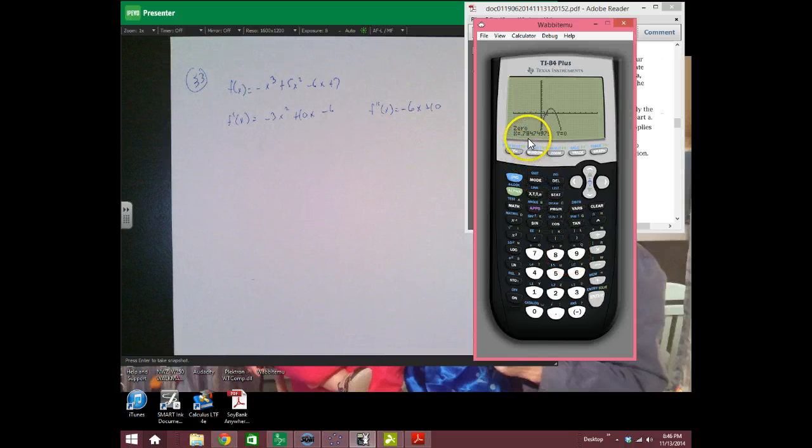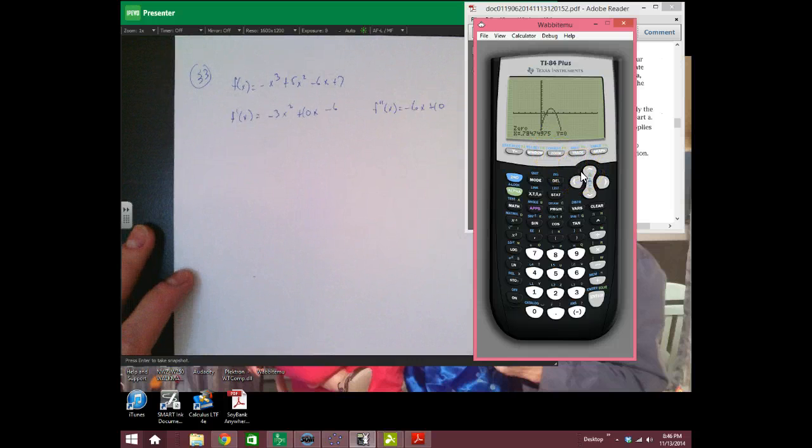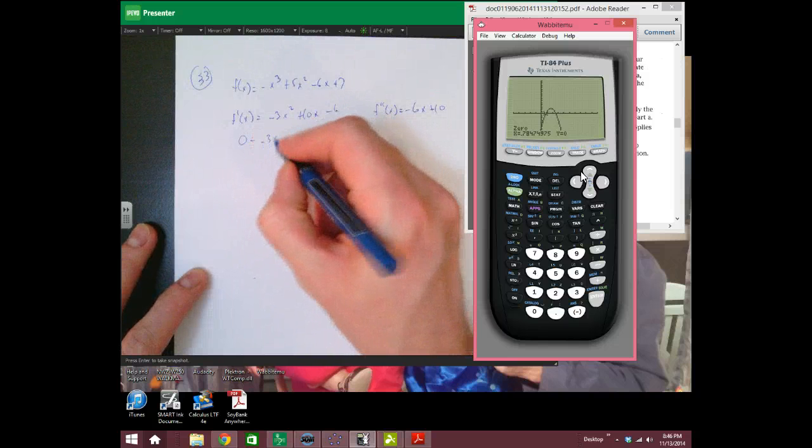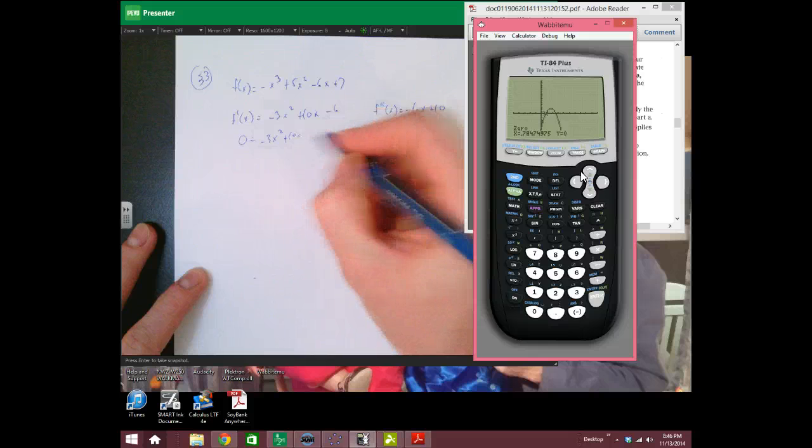And here's what I was afraid of. We get 0.78474975. Probably not a nice even value. Okay. So what we're going to have to do is the quadratic formula for this. So 0 equals negative 3x squared plus 10x minus 6.